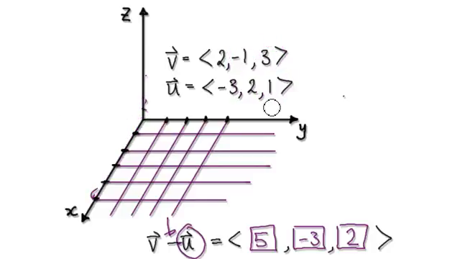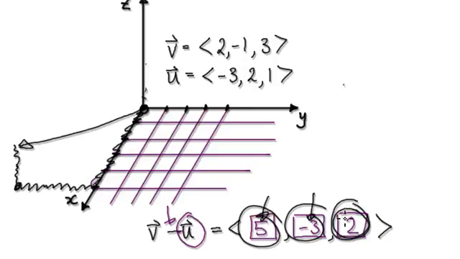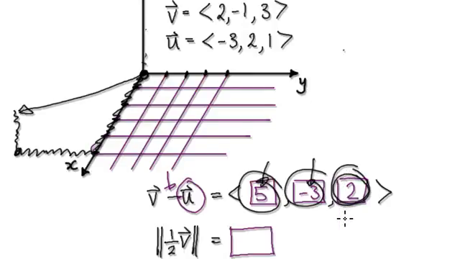So overall it will look like this. You've got to go 5 in the x direction. So 1, 2, 3, 4, 5. And then in the y direction, you've got to go negative 3. 1, 2, 3. And then you've got to go 2 up. So 2 up. 1, 2. So the components would be given by these 3. Okay, now the magnitude of half of v.